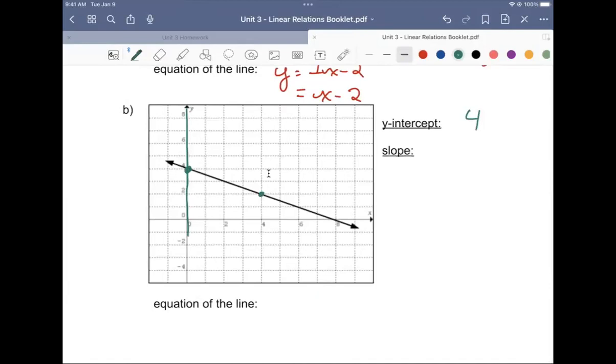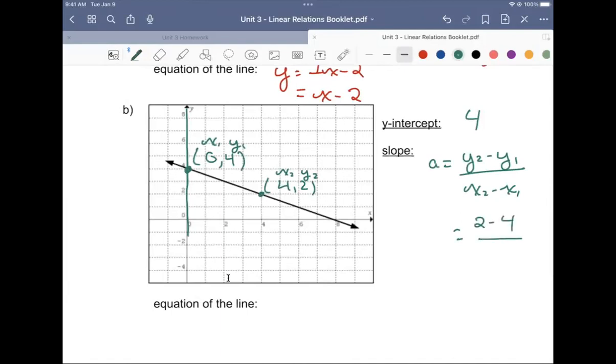I can see, if I take a look, A is equal to y2 minus y1 over x2 minus x1. And this is going to be, my y2 is 4, 2. My first point is 0, 4. This is x2, y2, x1, y1, and it's going to be 2 minus 4 over 4 minus 0.